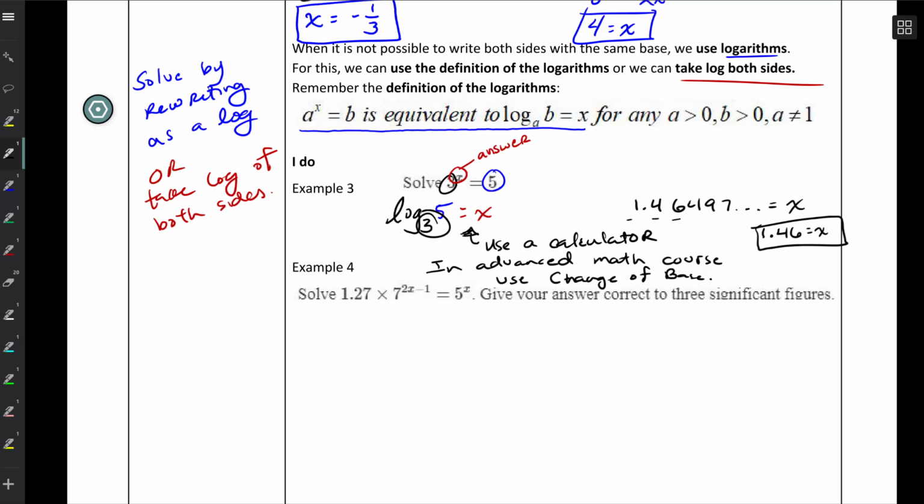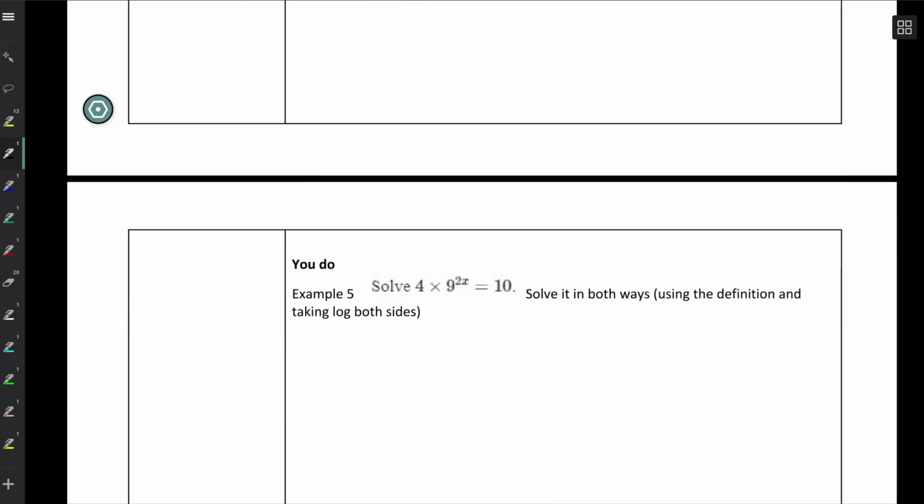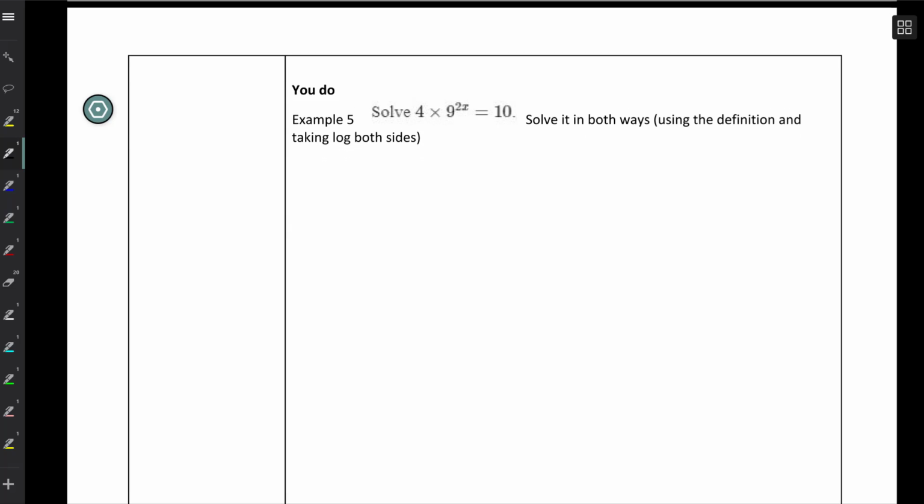Okay? Now, example number 4. This one is, I'm not going to lie, a doozy, but it's awesome. We're going to save it for last. Let's go ahead and turn the page and look at example number 5. So this method really only utilizes that definition of logs. We're going to utilize that definition of logs here, but we will also show you example number 5, solving by taking the log on both sides. So let's get to that one.